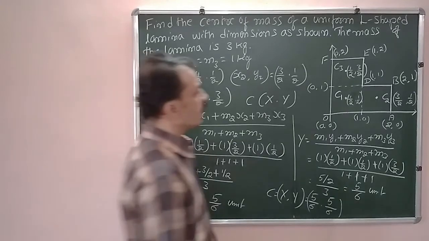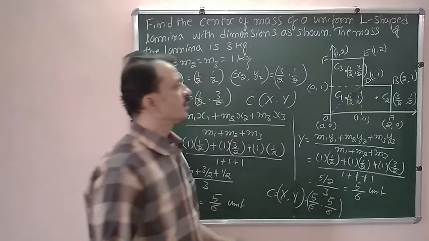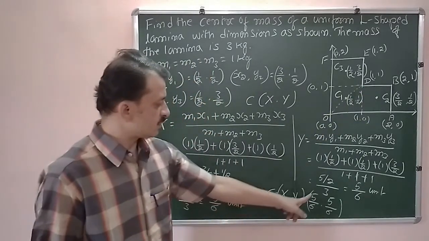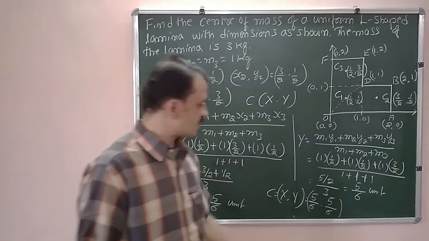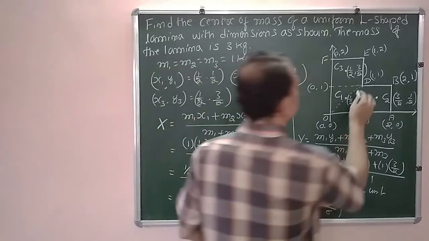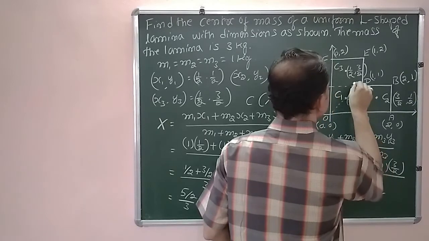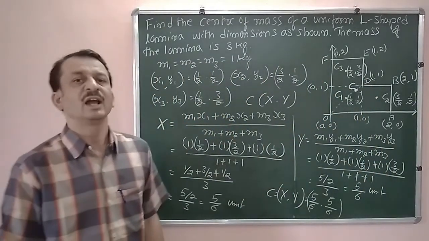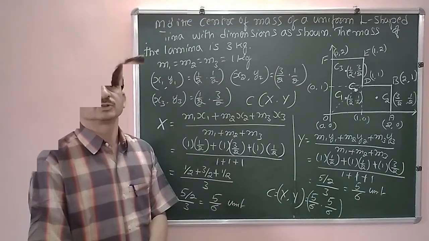Now in the diagram, if you look at that point, it is between C1 and D. That point 5 by 6, because D is 1 1. It is 5 by 6, 5 by 6. Around it is 0.82. That means the center of mass of this lamina is here. This is the center of mass of a given L-shaped lamina. Now this is how we are solving the problem.